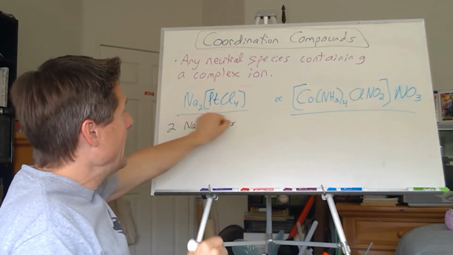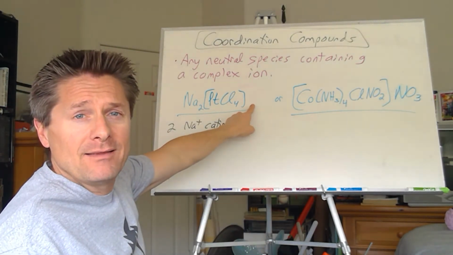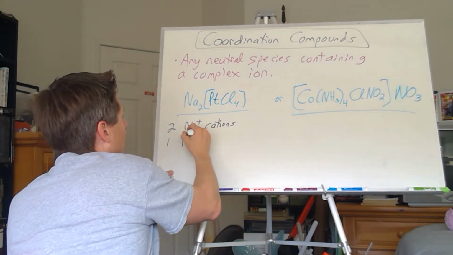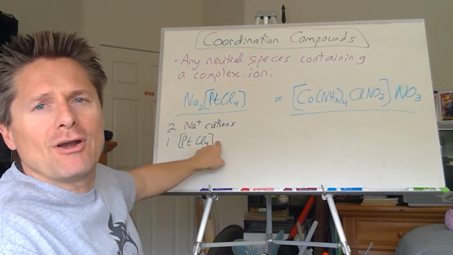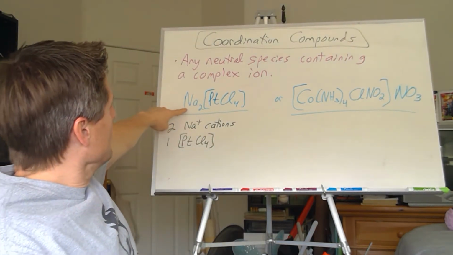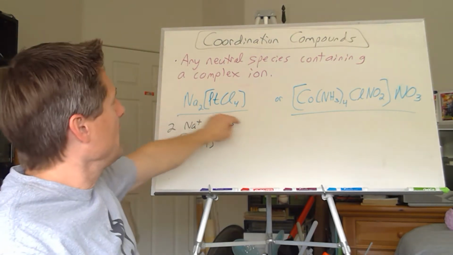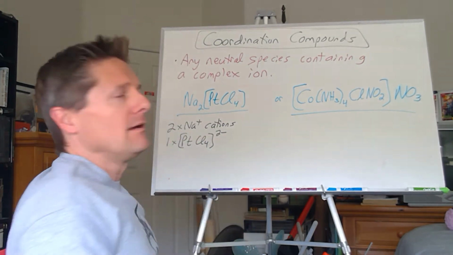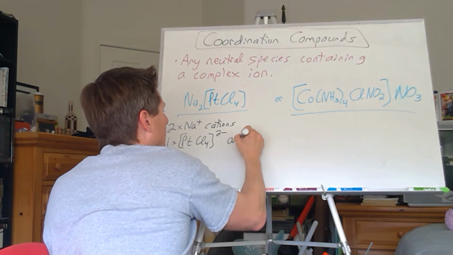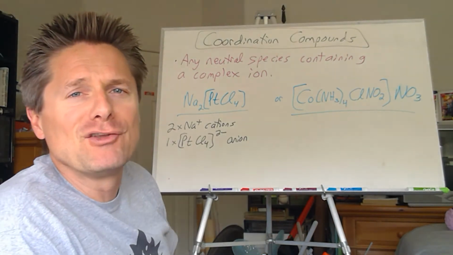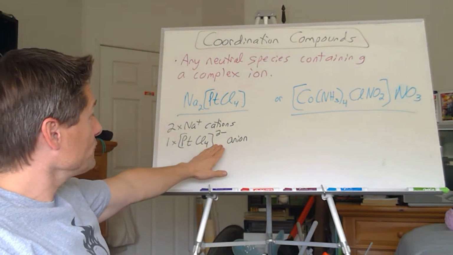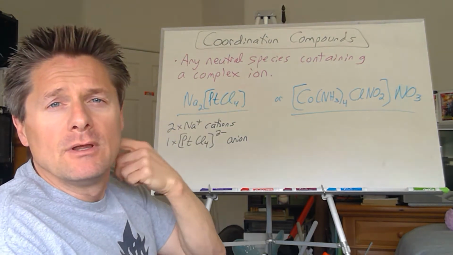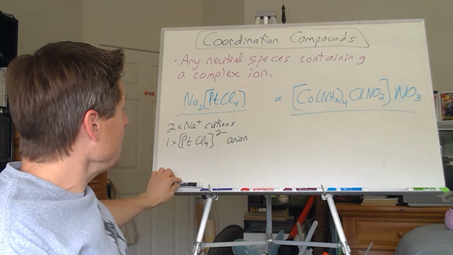And since there's 2 of them, and there's only 1 of the complex ion, then we have 1 of the platinum Cl4 ion. But what's the charge on that complex ion? Well, you have 2 sodium ions for a total of +2, and you only have 1 of these. So it must be a -2 charge. Duh, I'm looking at it with the -2, and I said -1. It's a -2 charge. Right? So one of these with a -2 cancels 2 of those with a +1, gives you a neutral species, charge balanced.